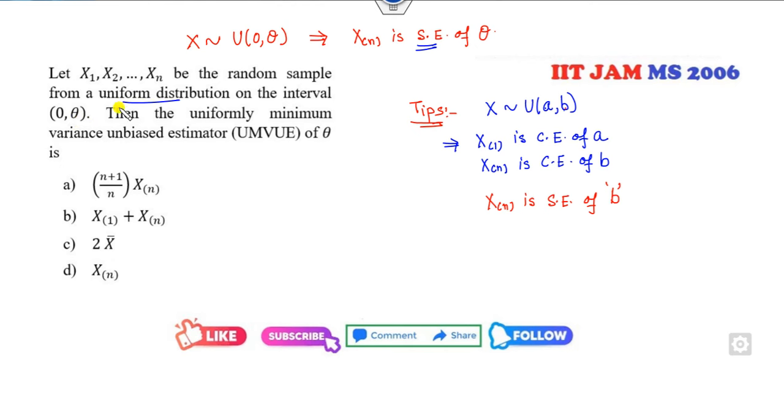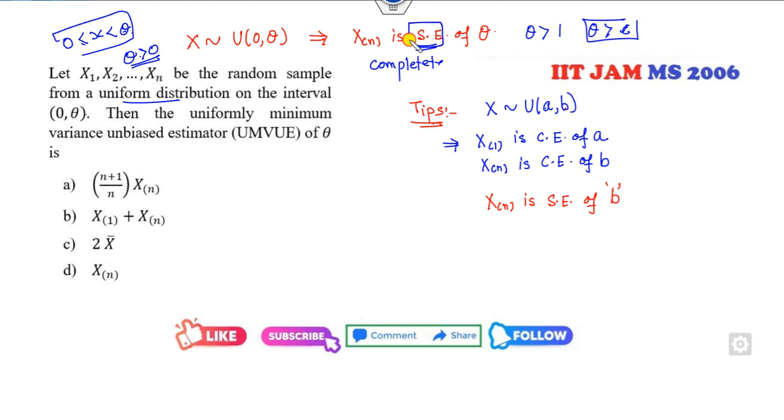So clearly, it's a uniform distribution, so this is my range. Clearly I got theta greater than 0. So whenever you have theta greater than 0, or theta greater than 1, or theta greater than any constant, then it is always complete. So now you have proved that it is sufficient as well as complete. Now the only thing left is unbiased.